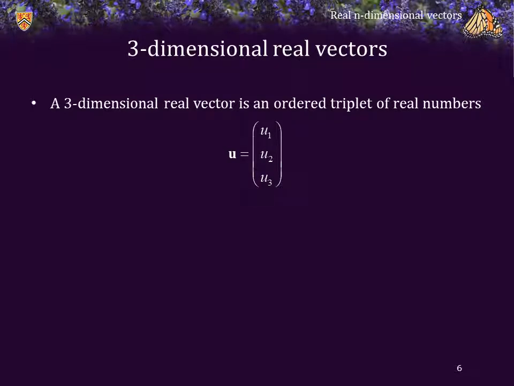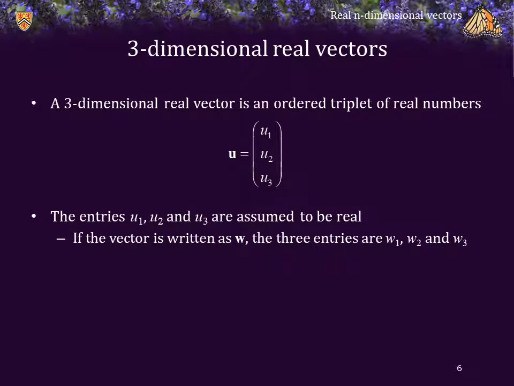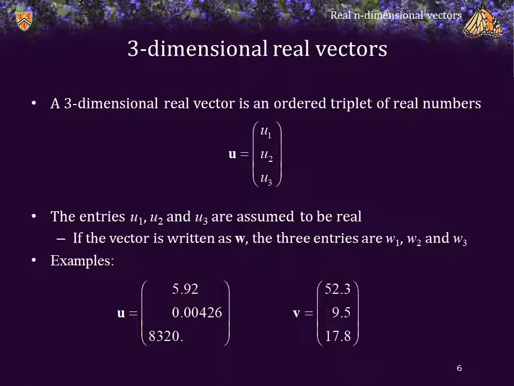Now, a three-dimensional real vector is an ordered triplet of real numbers. So the order matters. Here the entries u1, u2, and u3 are assumed to be real. And if the vector is written as a boldface w, then the entries are, again, three real values, w sub 1, w sub 2, w sub 3. So here are some examples. Here's another example.